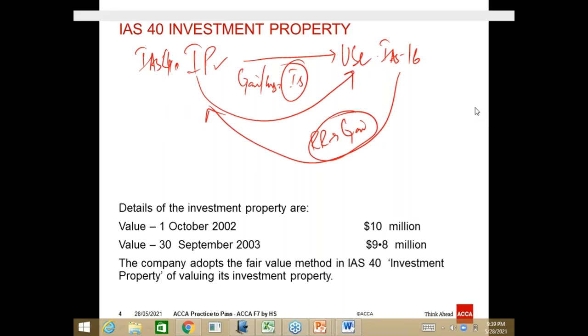So if there is a loss, then you need to see whether there is a balance in the revaluation surplus. If the answer is yes, then it will go in the revaluation surplus. Otherwise, the loss will be charged in the income statement.